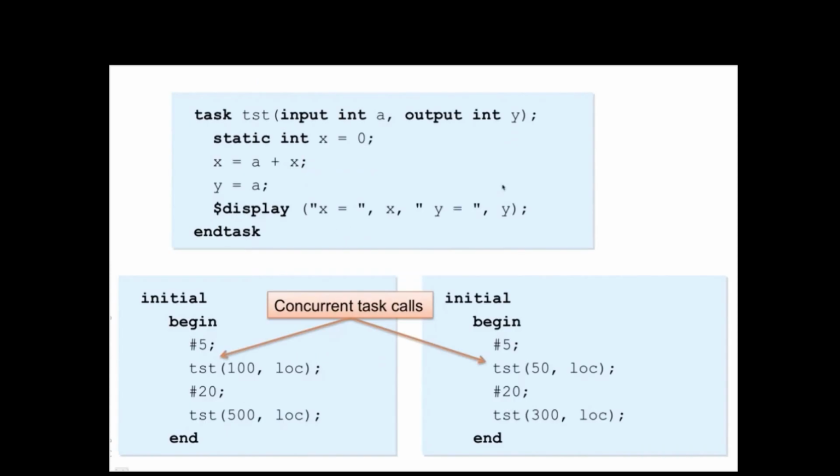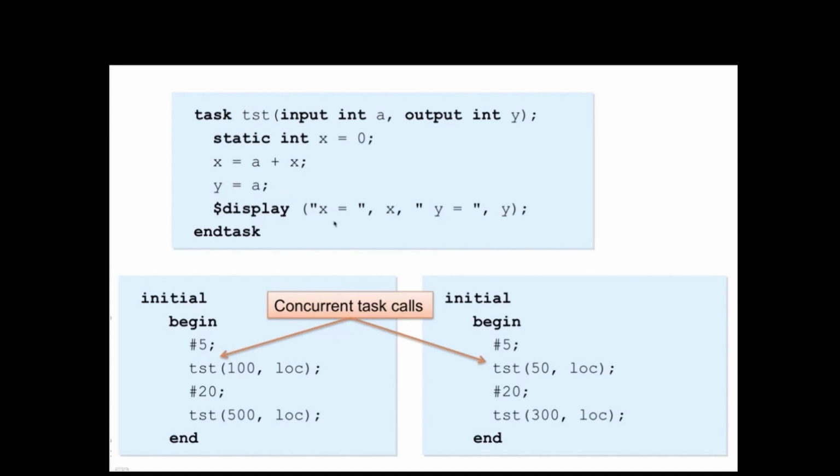One other thing is that this is just kind of bringing home the point. This is the example that we're actually going to look at in the EDA Playground example. So what I've got is a task called test, TST. It's got an input A and an output Y, and it's got a static int x, which we reset to 0, which of course is the default value anyway. Then in the invocation of the task, we're going to say x gets a plus x, so whatever the a value is, and then y gets a. And then we'll basically write the two values out.